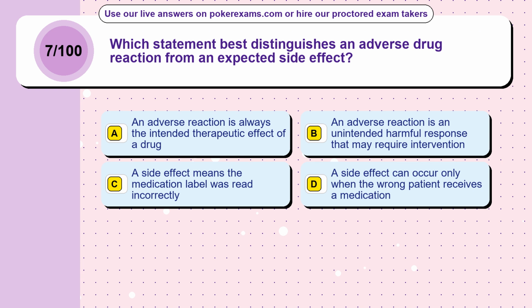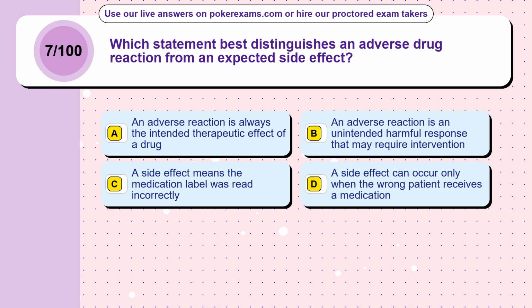Which statement best distinguishes an adverse drug reaction from an expected side effect? Option A. An adverse reaction is always the intended therapeutic effect of a drug. Option B. An adverse reaction is an unintended harmful response that may require intervention.